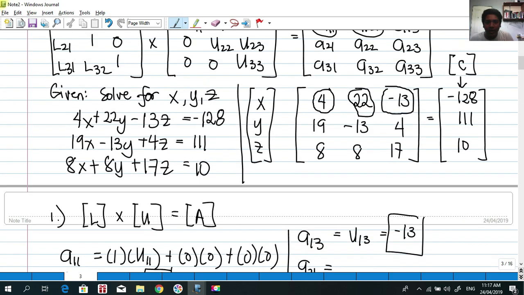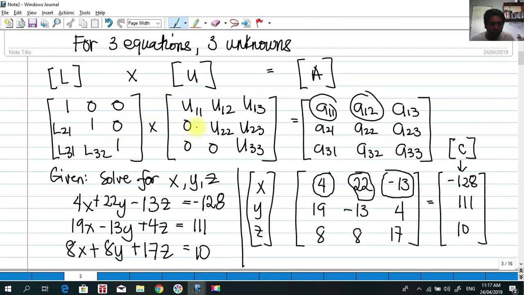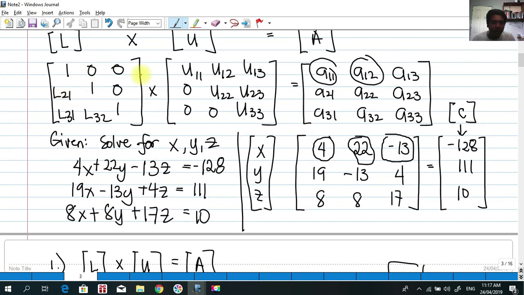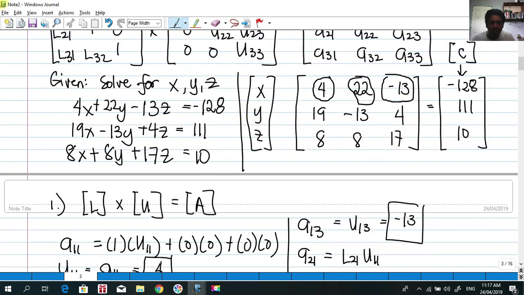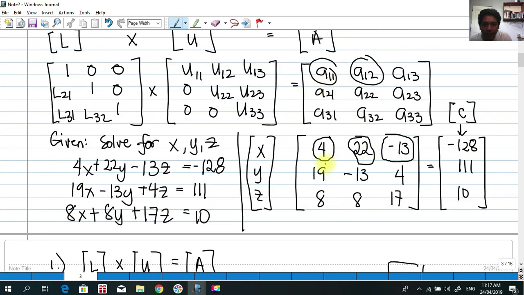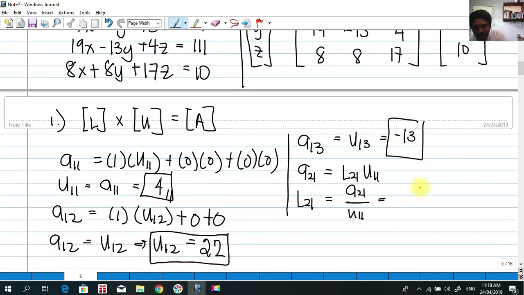We have to get A21. Our A21 is basically row 2 times column 1. So L21 times U11. 1 times 0 is 0, 0 times 0 is 0. So we are left with this equation. Our unknown here is basically L21. We don't know L21. So to get L21, we have A21 over U11, of which our value of A21 from the matrix is 19. Our value of U11 is 4. So that would be our value of L21 for now.